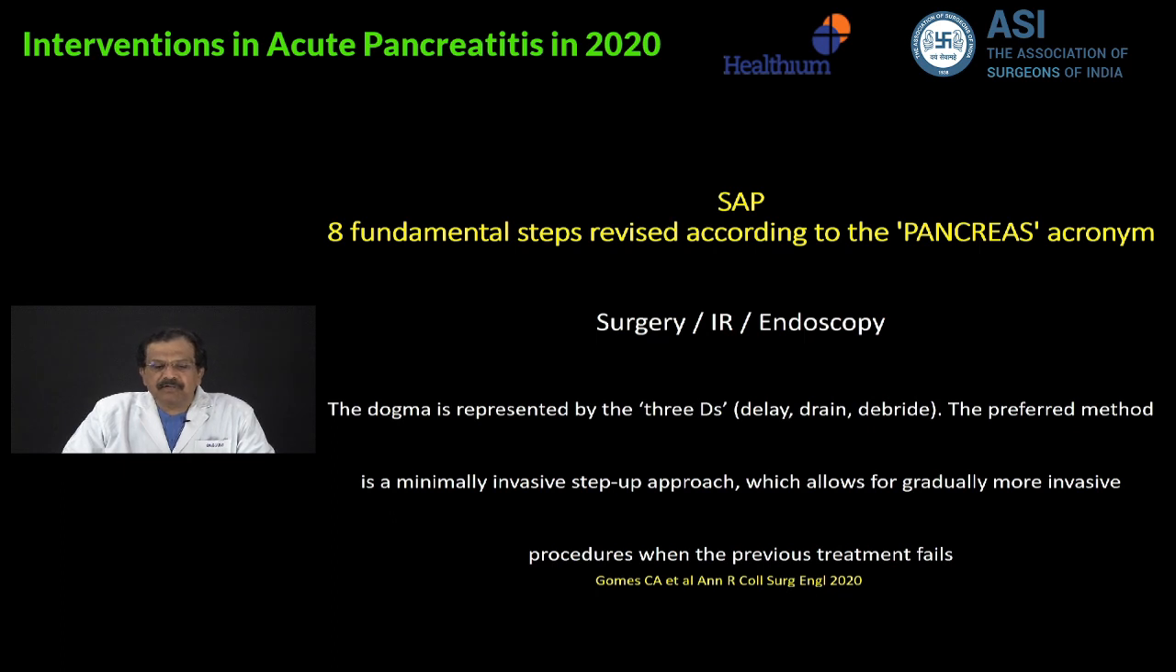Now, surgery, interventional radiology and endoscopy are the 3 modalities used to intervene for any consequences or sequelae of acute pancreatitis. The dogma is represented by 3 Ds: you delay the treatment as much as possible, you drain the infected fluid, and you debride. The preferred method is, as far as possible, a minimally invasive procedure, which allows for gradually more invasive procedures when the previous treatment fails. So in 2020, it is essential that we follow a step-up approach, from minimally invasive to maximally invasive procedures.